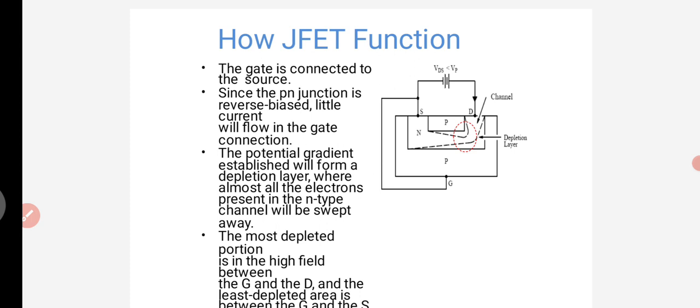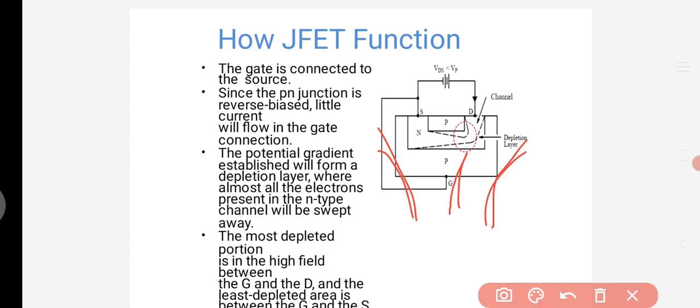So now the function of this JFET. The gate is connected to the source. Since the PN junction is reverse biased, little current will be flowing in the gate connection. So here the gate terminal will be connected to the source.